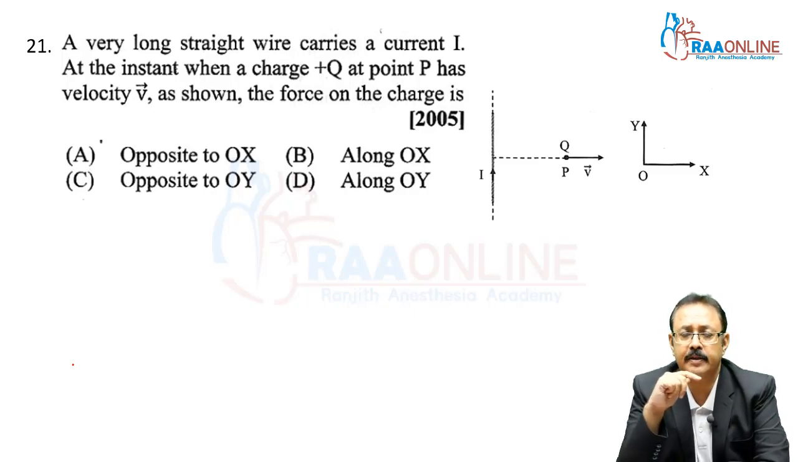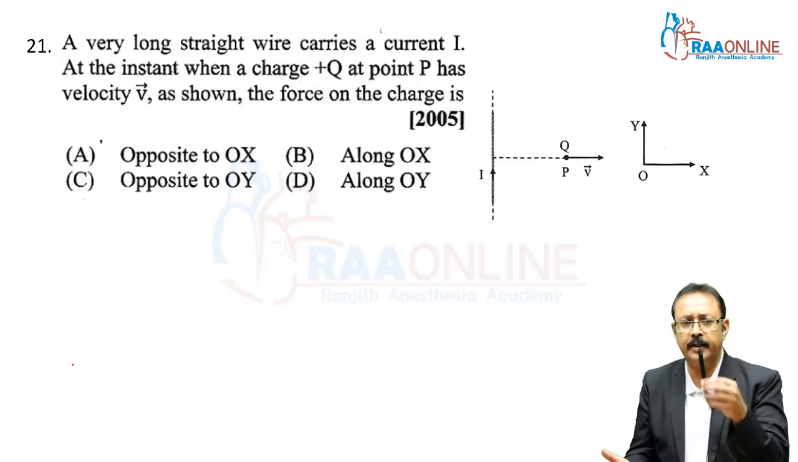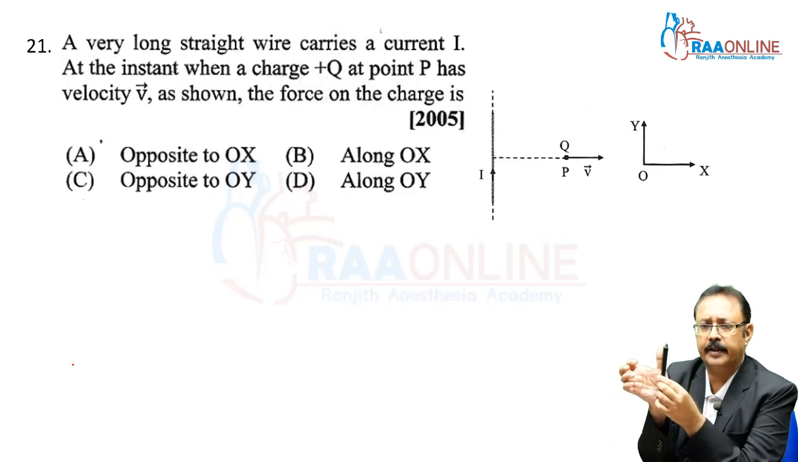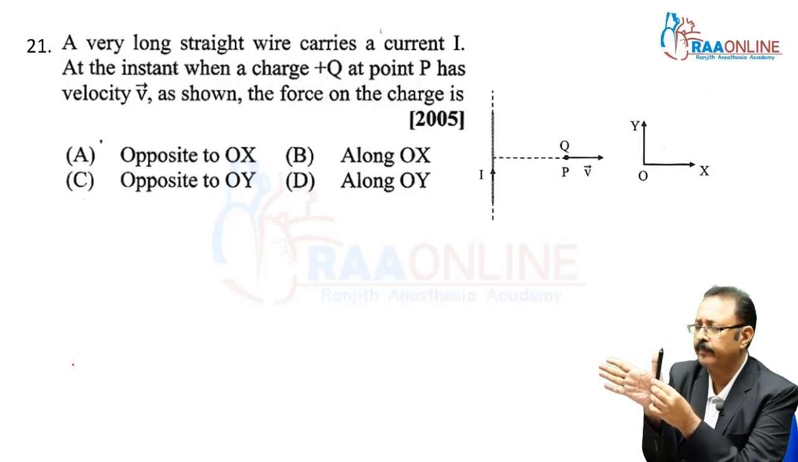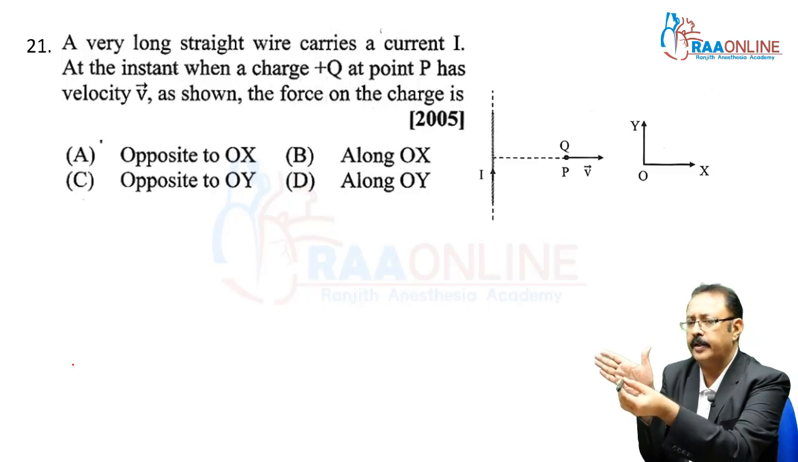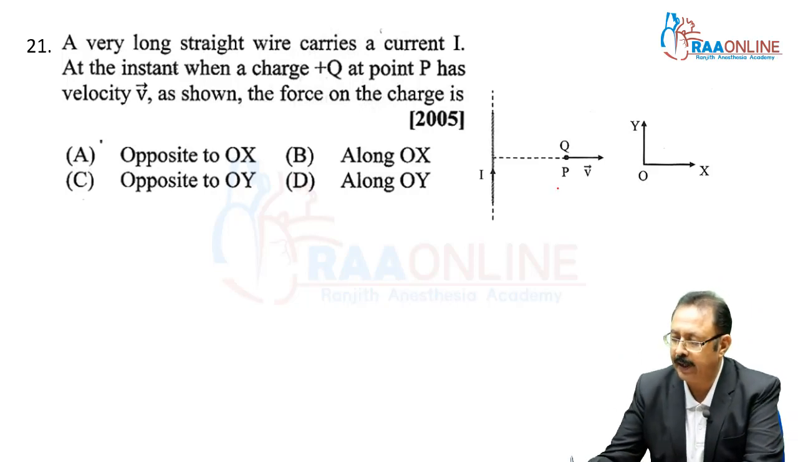It will experience a force. First we have to find the direction of the magnetic field. See, it is the conductor. Current is in this direction. Using the right hand rule, it means at the point where the charge is, the magnetic field's direction is inward. So at this point, the direction of the magnetic field is inward.